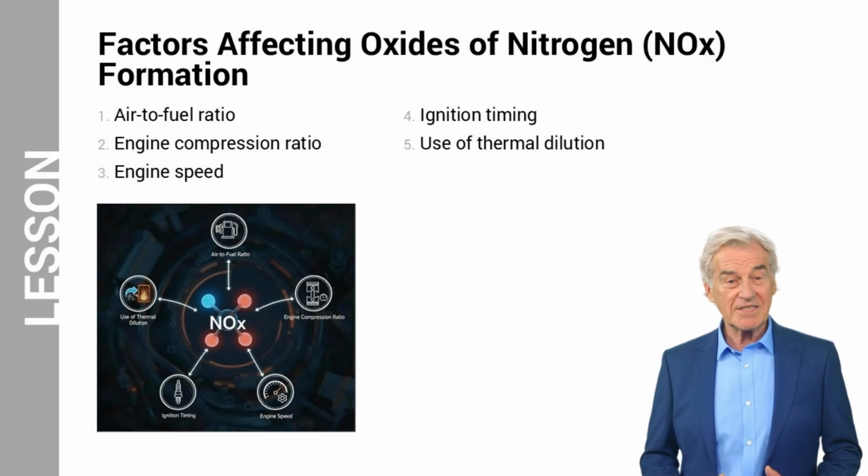This graph illustrates a typical curve of oxides of nitrogen relative to phi for a hydrogen internal combustion engine. Oxides of nitrogen increase and decrease depending on the richness or leanness of the mixture.